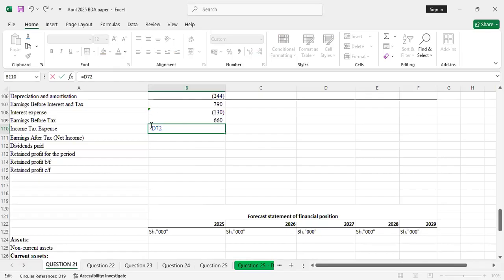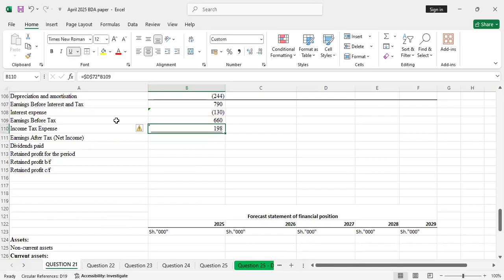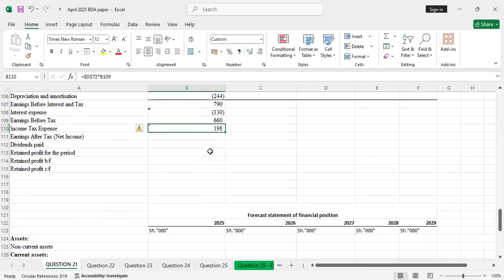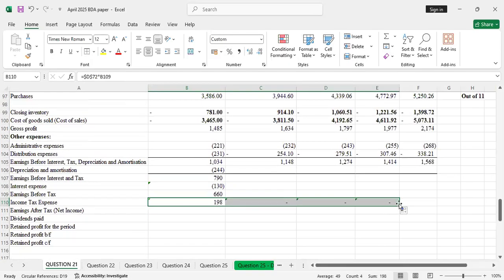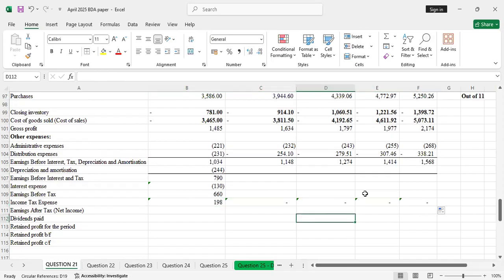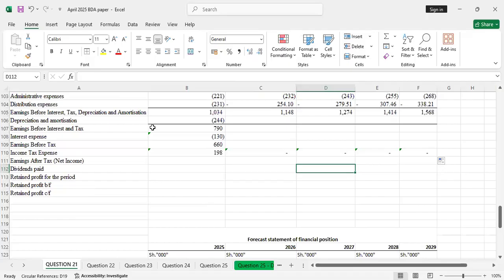This helps you in saving time, instead of calculating one by one. So I'll multiply this by the earning before tax, which is that value there, the 660. I'll click that just to remove that error. Because I've locked it, let me just drag for this other year so that when I enter this, it will multiply automatically. Saves time.